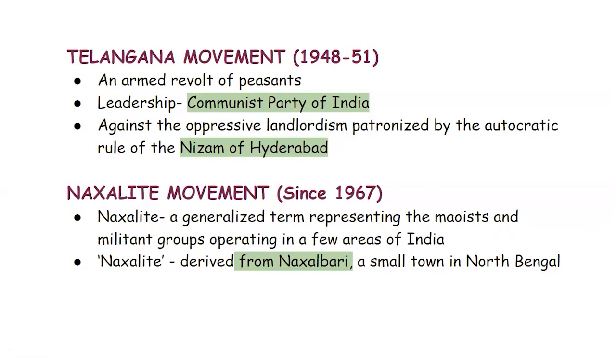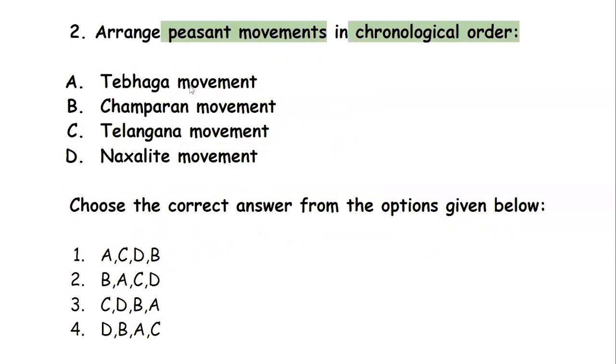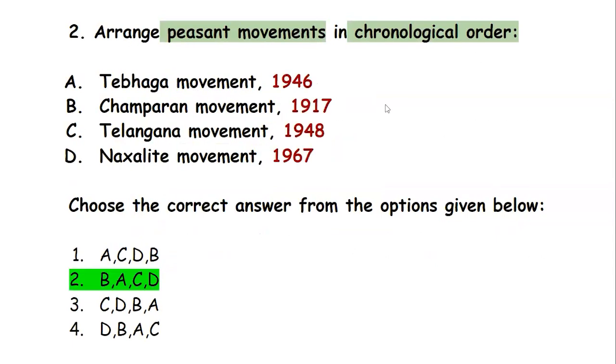Let's move back to our question. This was our question: arrange peasant movements in chronological order. So this is the answer. Tebhaga movement happened in 1946. Champaran movement 1917. Telangana movement 1948. And Naxalite movement 1967. So when we arrange it in chronological order, we get this option: B, A, C, D. Champaran movement, Tebhaga movement, Telangana movement, and Naxalite movement.